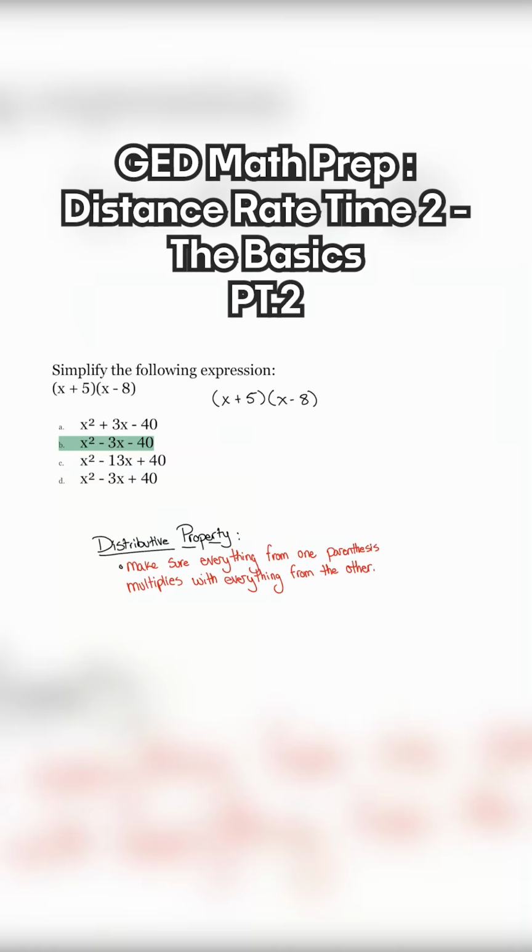So let's go ahead and just go through this idea. If you're sitting at home and you're not here live, say this out loud with me. Read it with me. Distributive property. Make sure that everything from one parentheses multiplies with everything from the other. Let me show you how that looks.